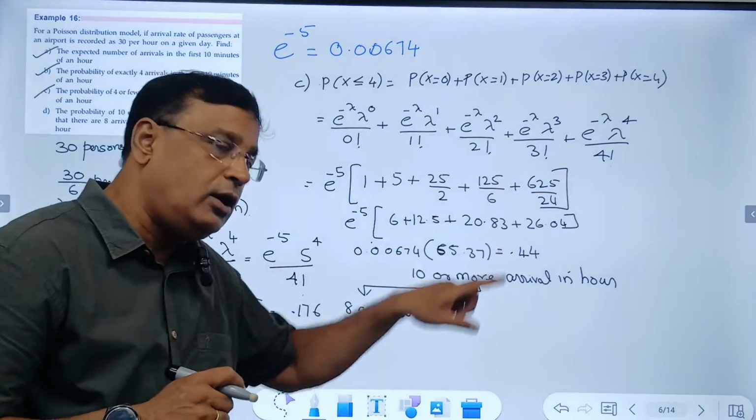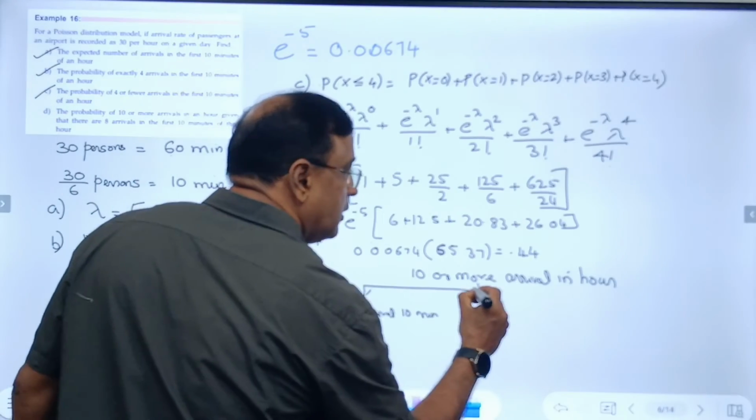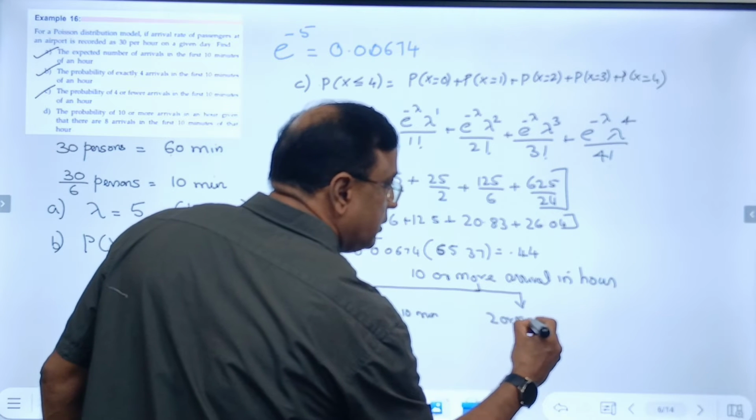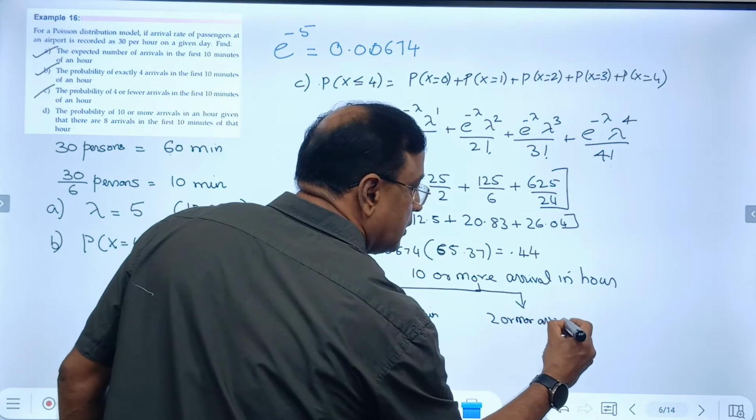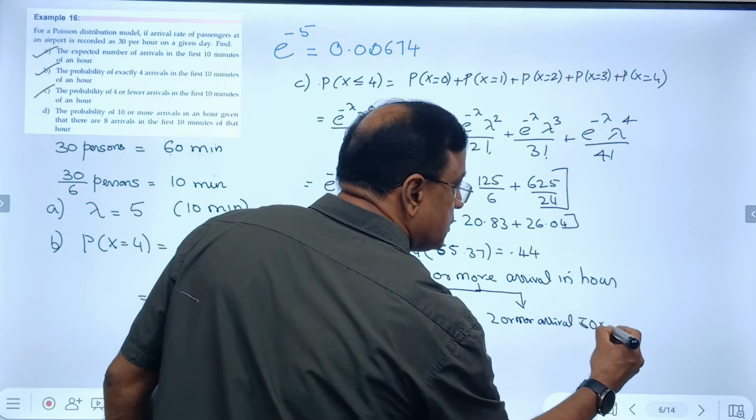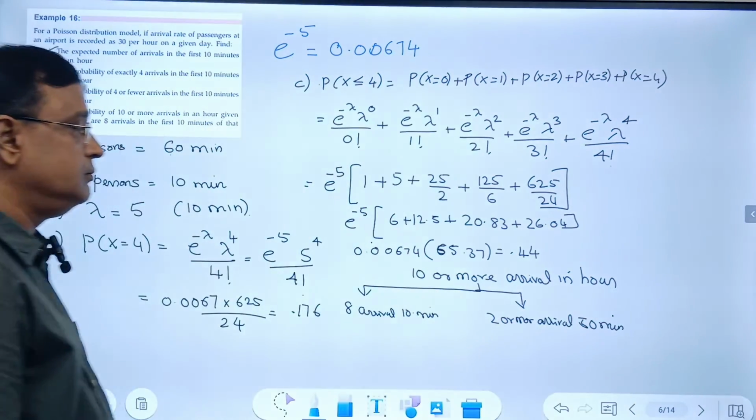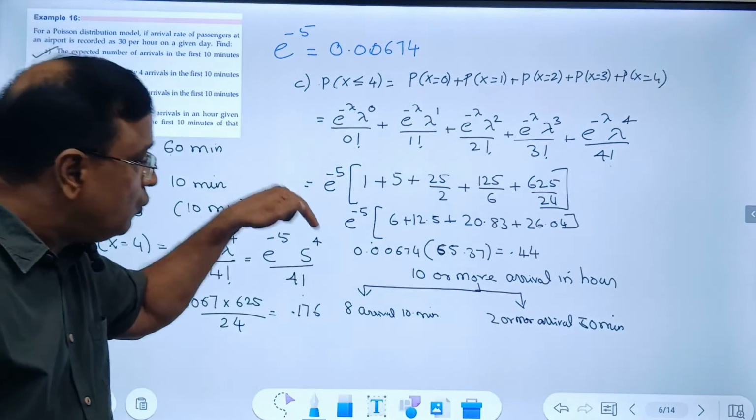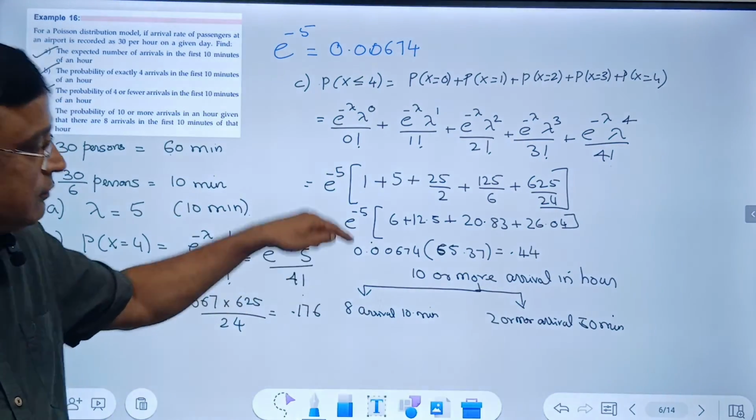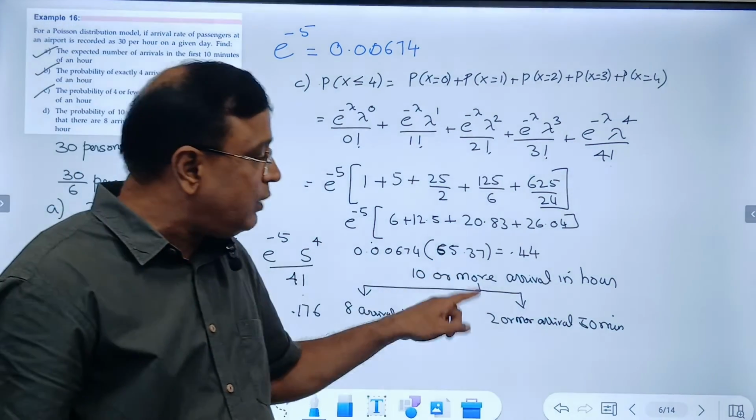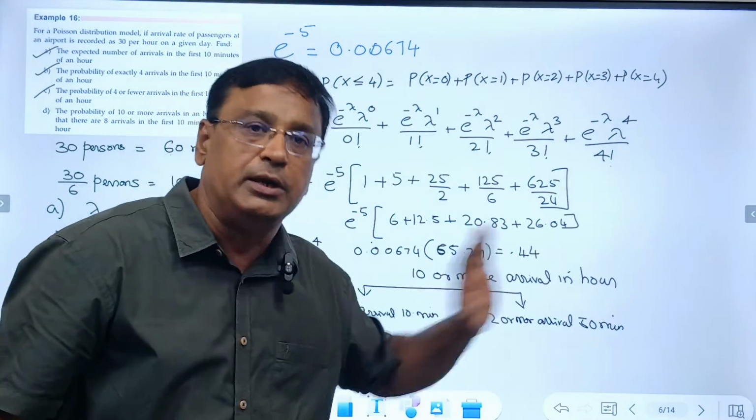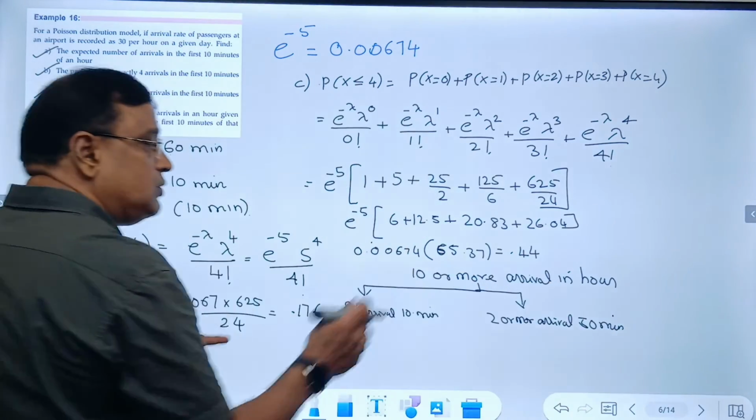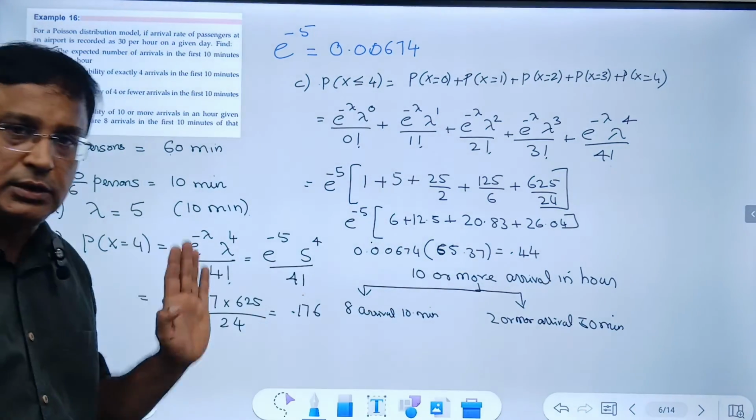If I want to get 10 or more arrival, I should get 2 or more arrival in the next 50 minutes. Yes or no? If I want to get 10 or more arrival in 1 hour, when I know for sure I will get 8 arrival in the first 10 minutes, I should get 2 or more arrival in the next 50 minutes. So my problem revolves now around this 50 minutes, not with this 10 minutes, because this is a sure event.